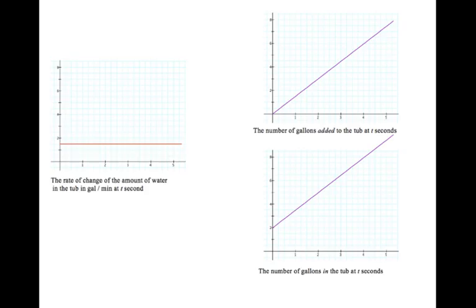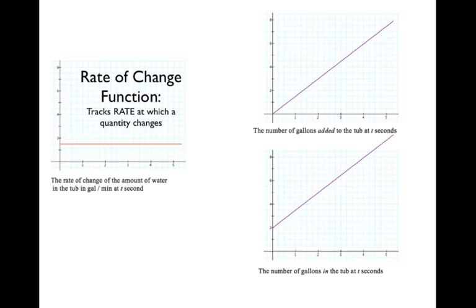Okay, so here's 3 different types of graphs. We have a really simple situation here with 3 different types of functions that are going to be really important for us to be able to keep track of when we get in these different situations. And this first one is a rate of change function, right? It tracks the rate at which a quantity changes. Y values of a rate of change function are the rate of change.